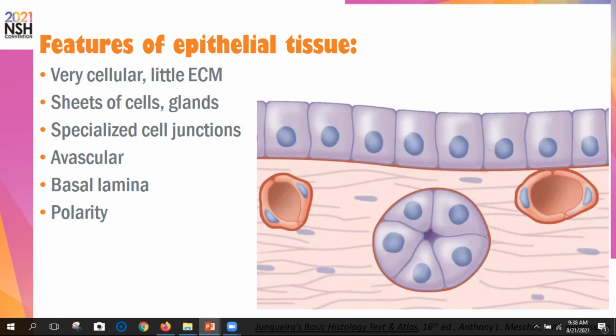One of the things that we want to understand is that because epithelium is avascular, it is always associated with a type of connective tissue that is going to provide nutrients and is going to be defensive and supportive. And we'll talk about that in a little bit.